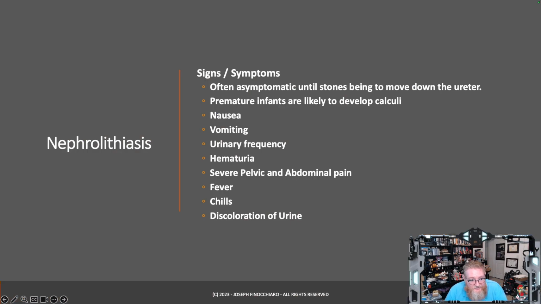Signs and symptoms of nephrolithiasis: it's often asymptomatic until the stone begins to move down the ureter. Big stone, smaller tube. Problem, right? Premature infants are likely to develop calculi, nausea, vomiting, urinary frequency, hematuria or blood in urine, severe pelvic and abdominal pain, fever, chills, and discoloration of urine.